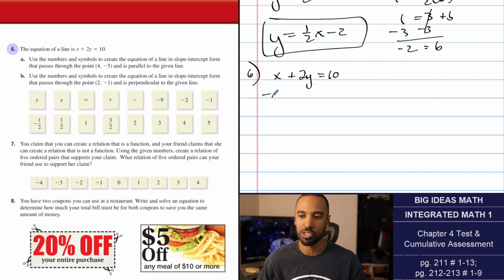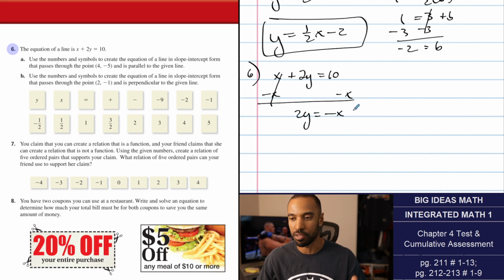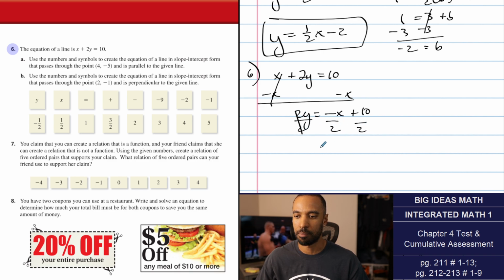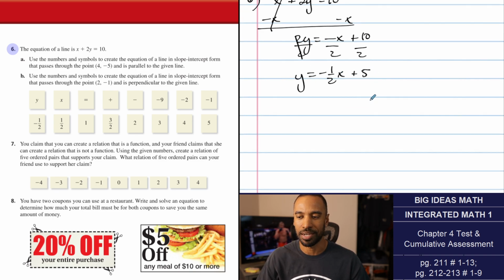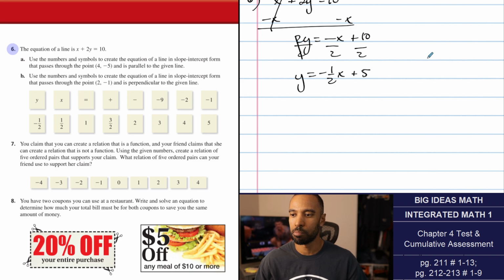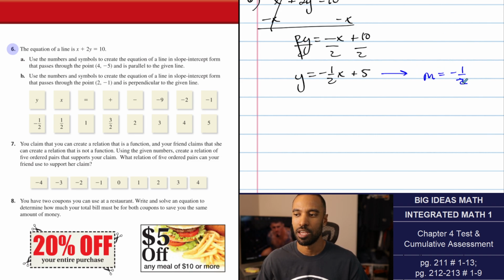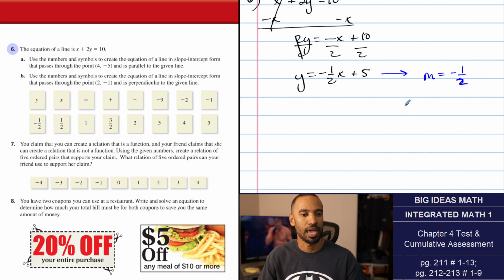If I get this in slope-intercept form right now, that'll be helpful for me because I can reveal the slope of this equation. So if I divide this all by 2, that means these are all divided by 2. Negative x over 2 can also be written as negative 1/2 x. So here's this equation rewritten in slope-intercept form, which is important because this extracts the slope of negative 1/2. We need to be parallel to this, so we're going to use this negative 1/2 slope.